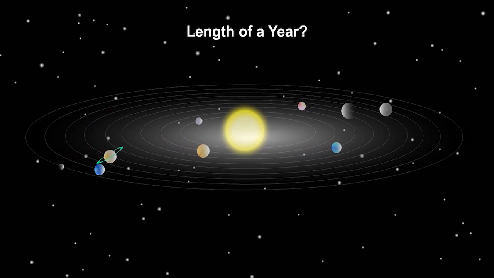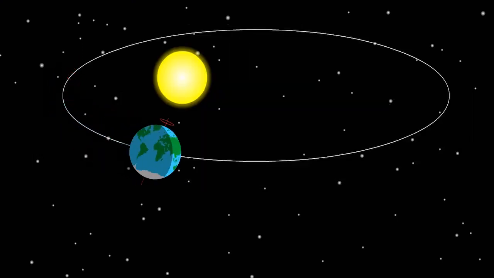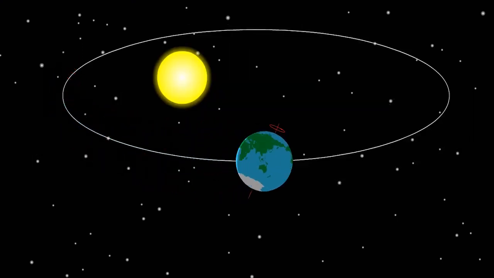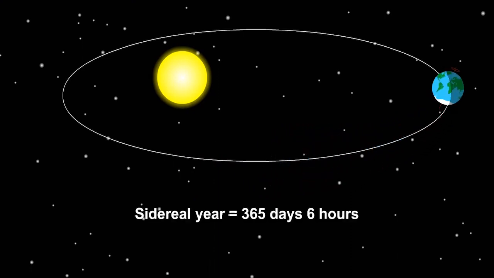We also need to be able to define the length of a year. Again, there are several options. We could define it with respect to a distant point in space. This gives us a sidereal year. A sidereal year is just over 365 days and 6 hours.